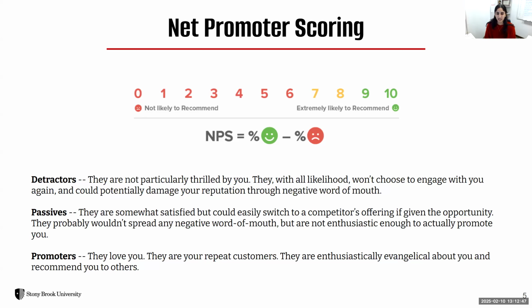And there's a scoring scheme that is an actual formula. So they take the number of promoters and subtract the number of detractors to get this percentage score. So really it's on a negative 100 to a positive 100 scale, if you're into the numbers aspect of this. But all participants, whether they're a detractor, passive, or promoter, are included technically in that formula as the denominator for it.